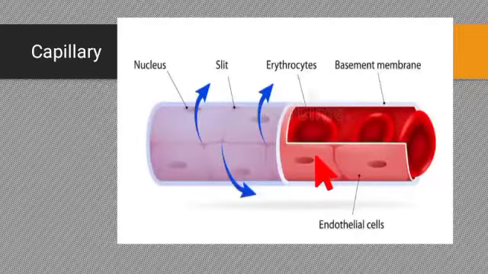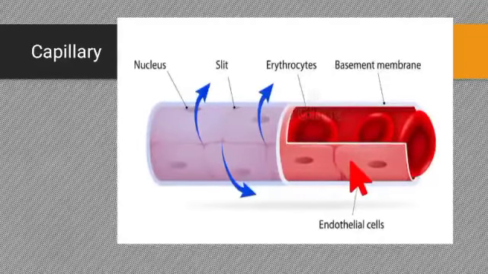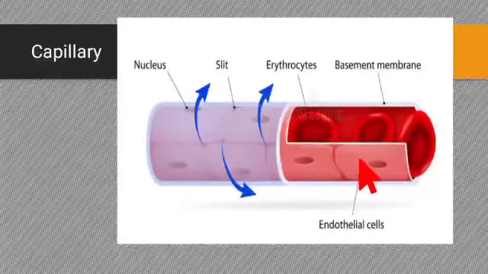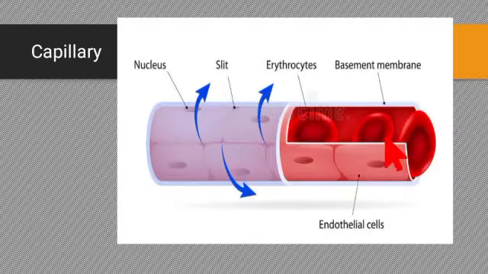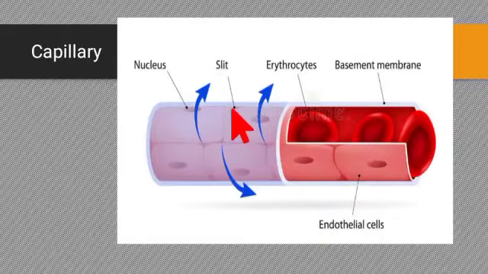These thin endothelial cells form the semi-permeable membrane through which materials are exchanged between blood cells and tissue fluid. There are pores in the capillary walls. These are thin slits that occur where two adjacent endothelial cells overlap.